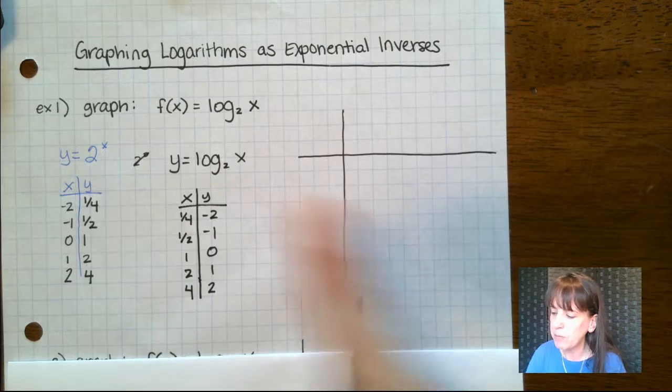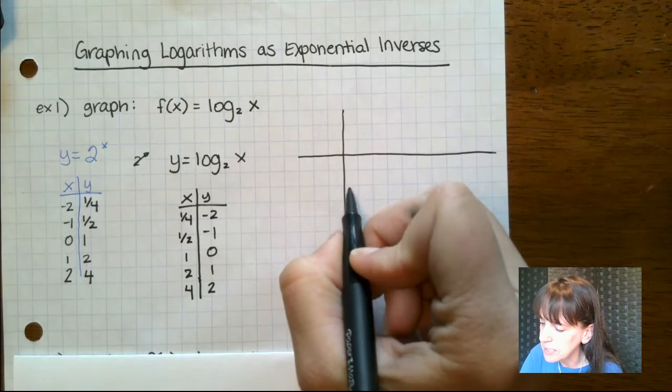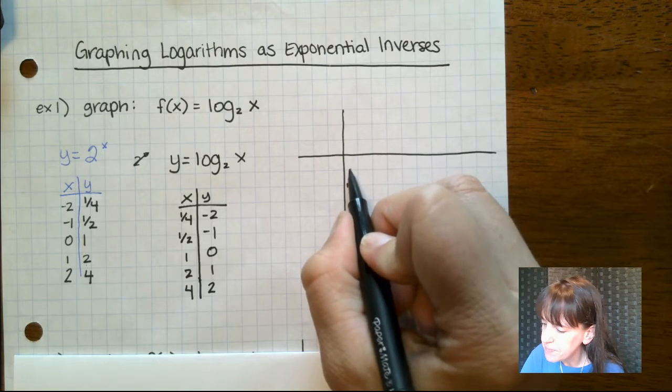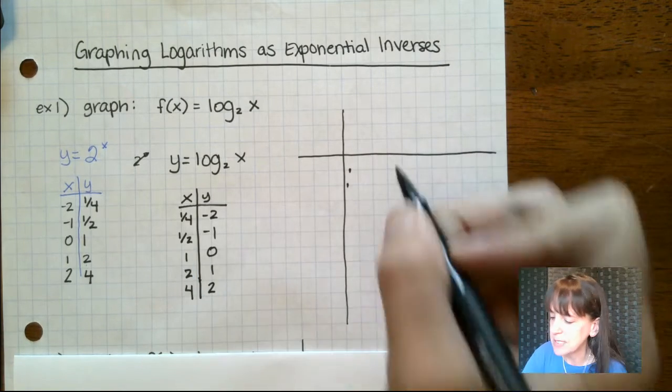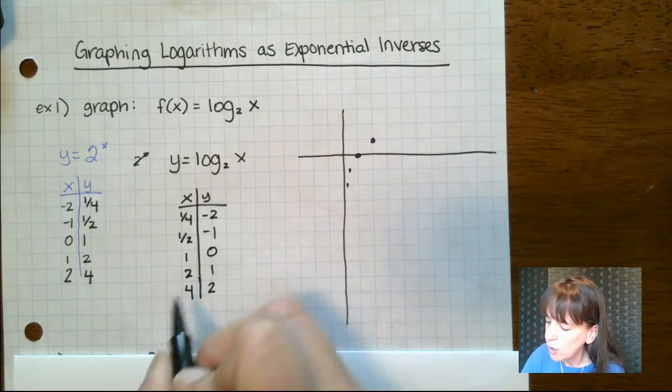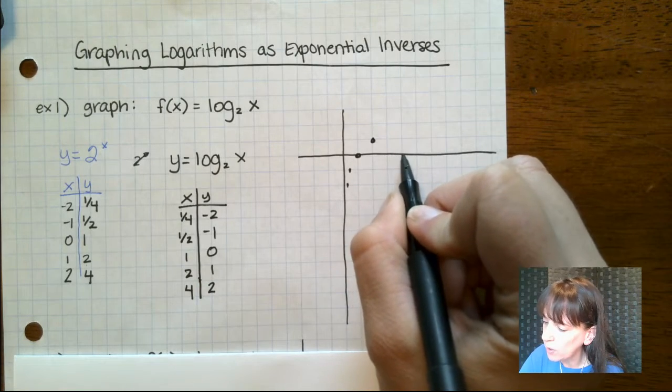So we go over 1/4 and down 2, that's right about there. We go over 1/2 and down 1. We go over 1 and down 0. We go over 2 and up 1. And over 4, so that's 3, 4, and up 2.